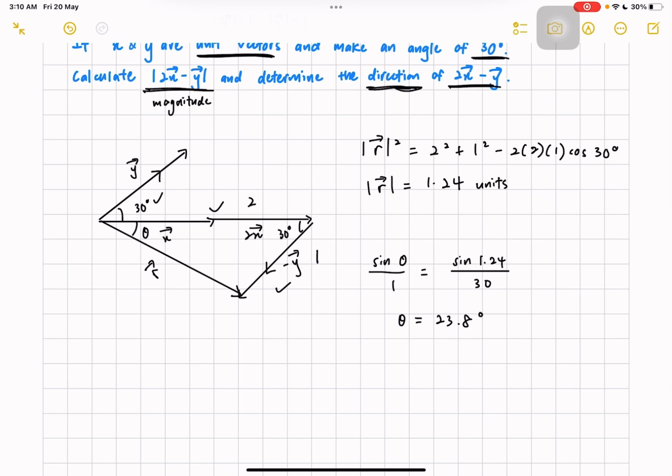So how do we write the conclusion? Remember, we must always write the conclusion statement. So it is 1.24 units. Remember the direction, 23.8 degrees clockwise. Now we have to say clockwise from where, because it would be meaningless if you don't put a reference vector. So it is clockwise relative to vector x. And that's it for 6.3. Thank you for watching.